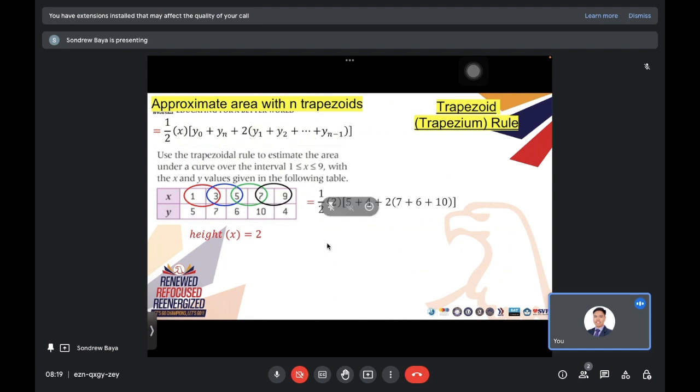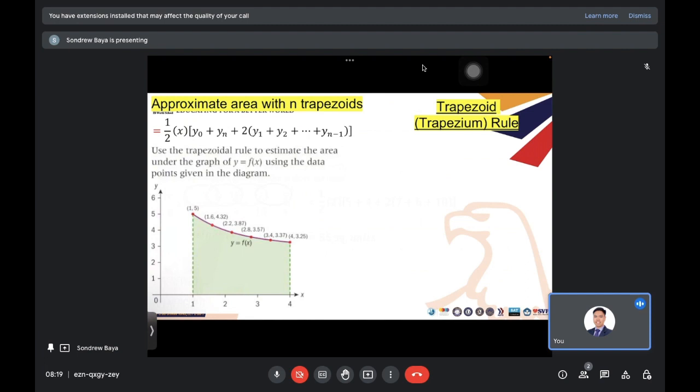So if you inspect, it's 1/2 times 2, which is the width. And then for the rest, it should be the y values: 5, 4, 2 plus 2 times, you have 7, 6, and 10. And thus, you will now get an approximate area which is equal to 55 square units. Take note, since we're talking about area, it must be in square units. All right, pause the video and copy down notes. Let's proceed to the next.